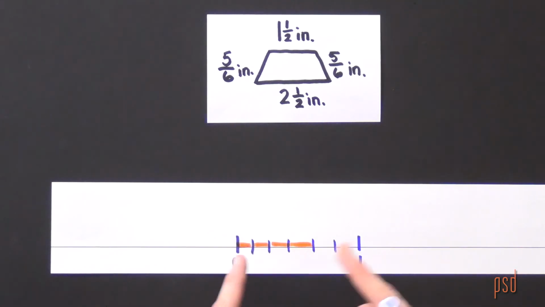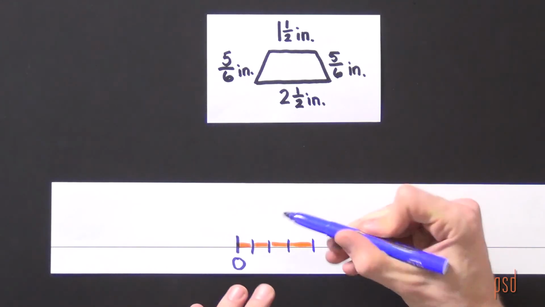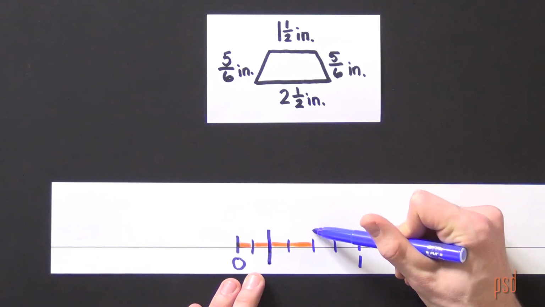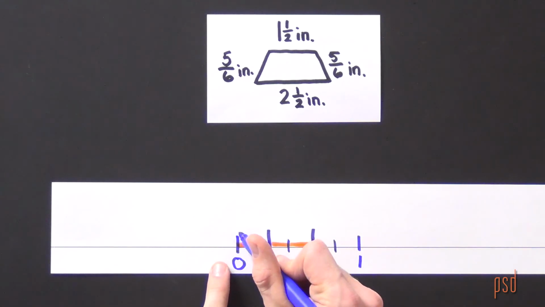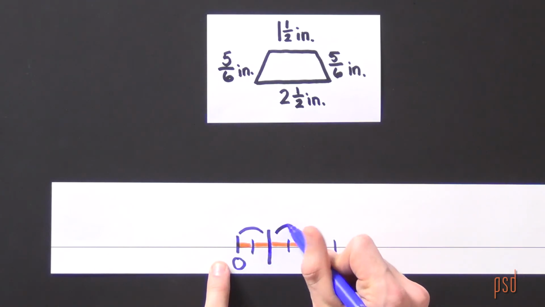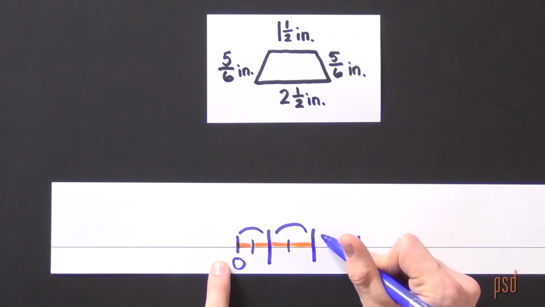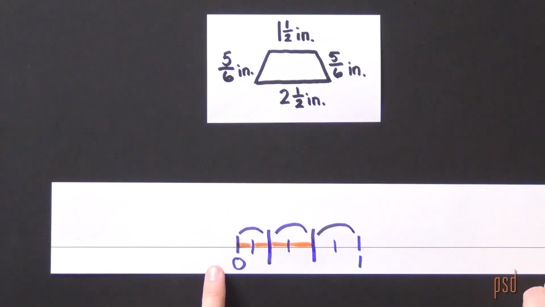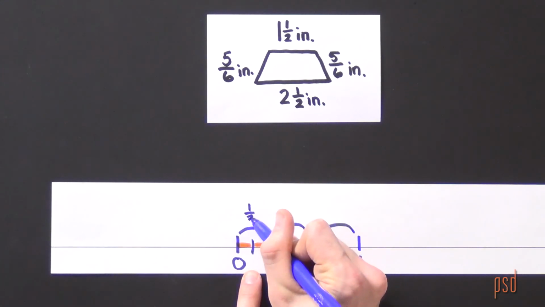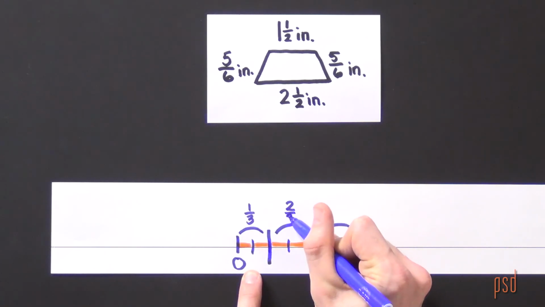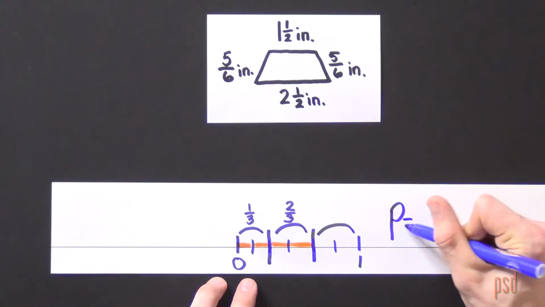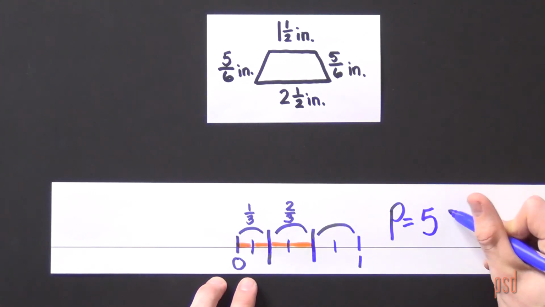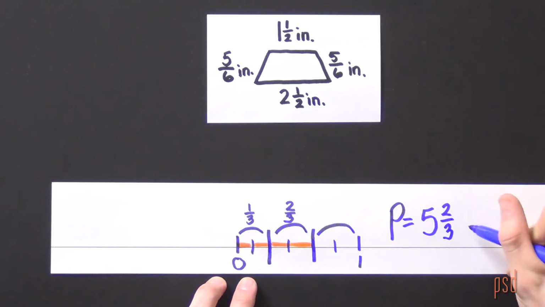So I know I could try to group by 2. And when I do that, I see thirds. This means that this distance is 1/3, this distance is another third, and this distance is a third. I have 4/6 or 1/3, 2/3. This means that the perimeter is equal to 5 and 2/3 inches.